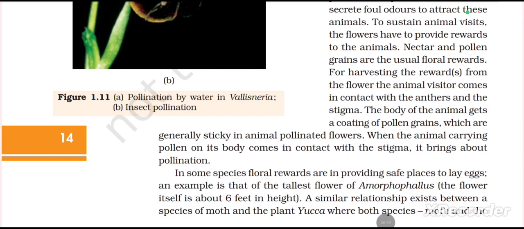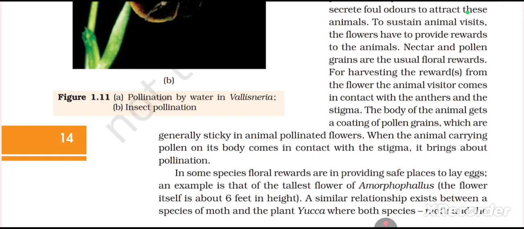For harvesting the rewards from the flower, the animal visitor comes in contact with the anthers and the stigma. The body of the animal gets a coating of pollen grains, which are generally sticky in animal pollinated flowers. When the animal carrying pollen on its body comes in contact with the stigma, it brings about pollination. In some species, floral rewards are in providing a safe place to lay eggs.